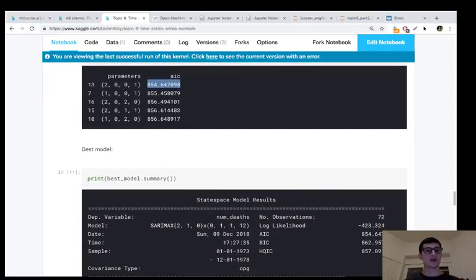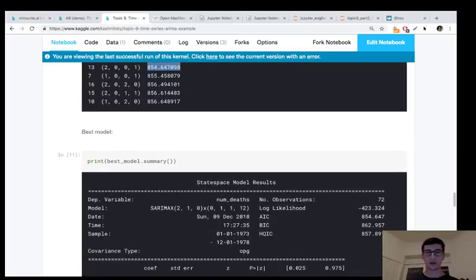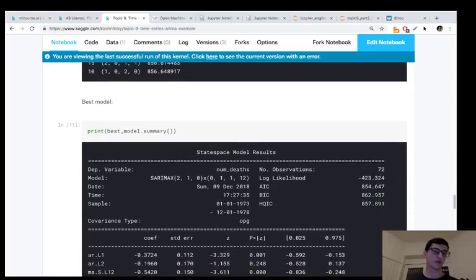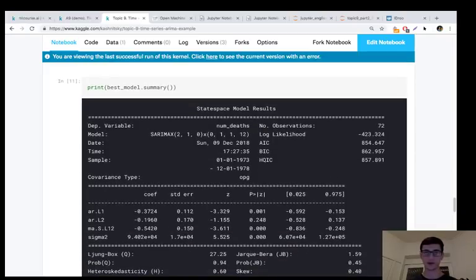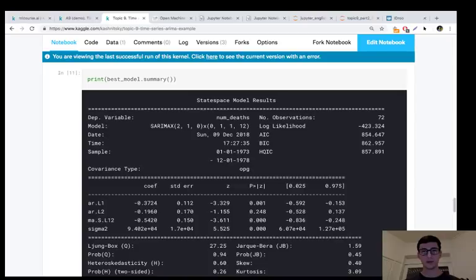We can print a summary of this best model. Those who have some experience with R can detect that this is stolen from R, just a Python variant of this interface in R. It says we've got a SARIMAX model. We are left with P equaling twice. So to make a prediction, we'll use two previous values of this time series.